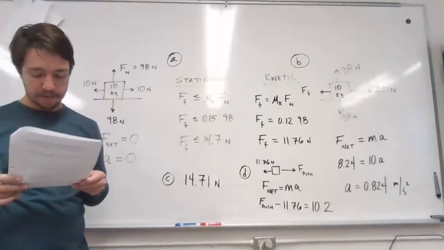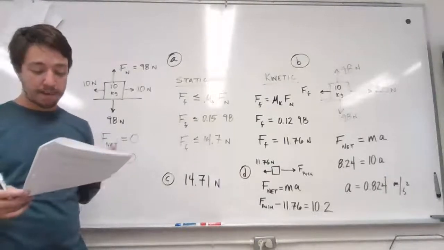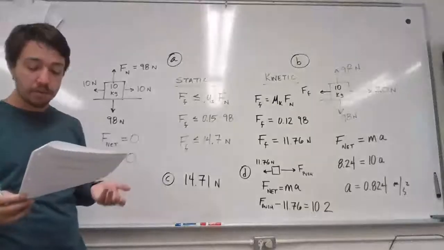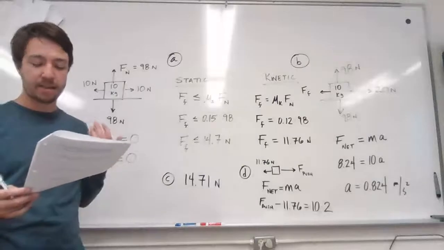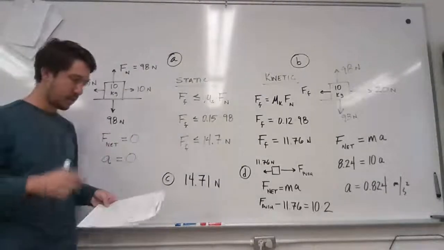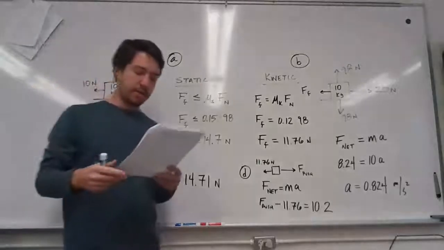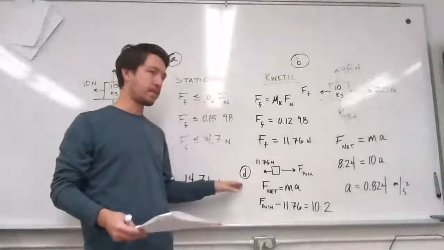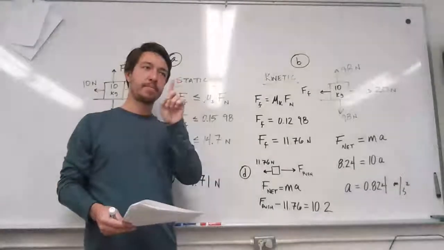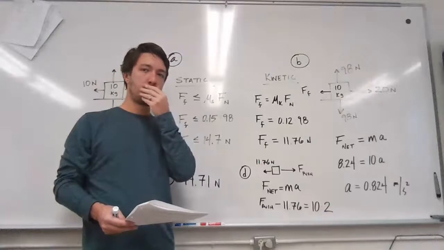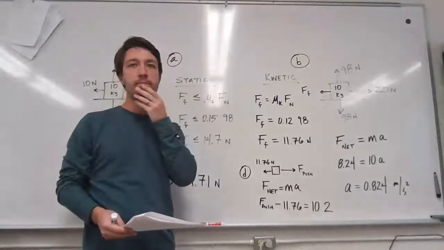Okay, part E: how much force do you have to apply to the block to accelerate it from an initial velocity of 2 meters per second up to a final velocity of 20 meters per second over a period of 6 seconds? Do you guys see how this question is identical to D with one extra step? What's the extra step? You gotta solve for acceleration.